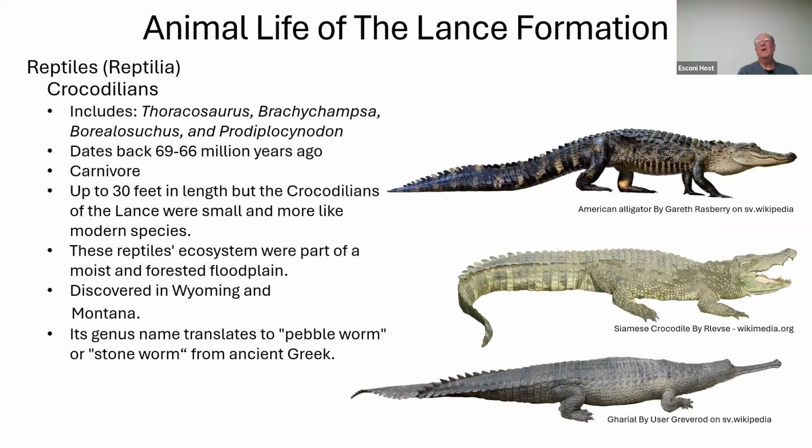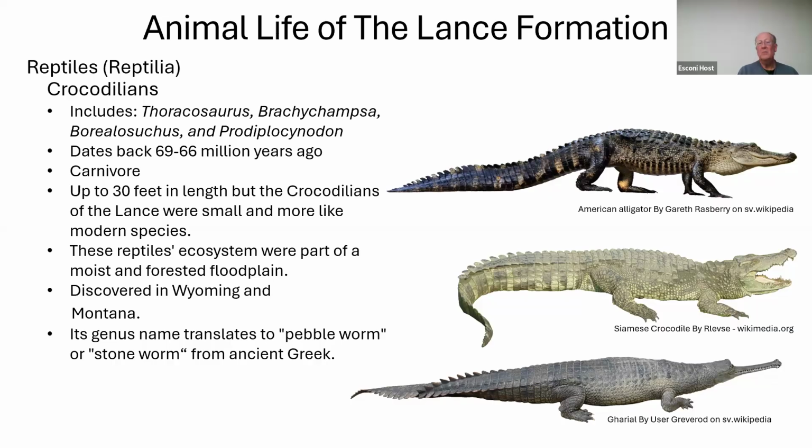Then we get into reptiles, crocodilians. The examples we have here are modern day crocs, so you get an idea what their physical structure looks like. They're all a little bit different. I won't even try to pronounce these names of Lance Formation known crocodilians. They date back from 69 to 66 million years ago. They are most certainly carnivores. They could be as much as 30 feet in length.